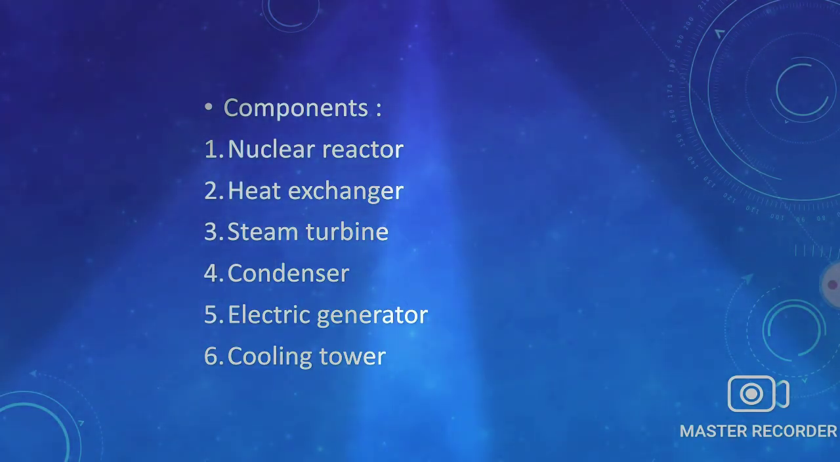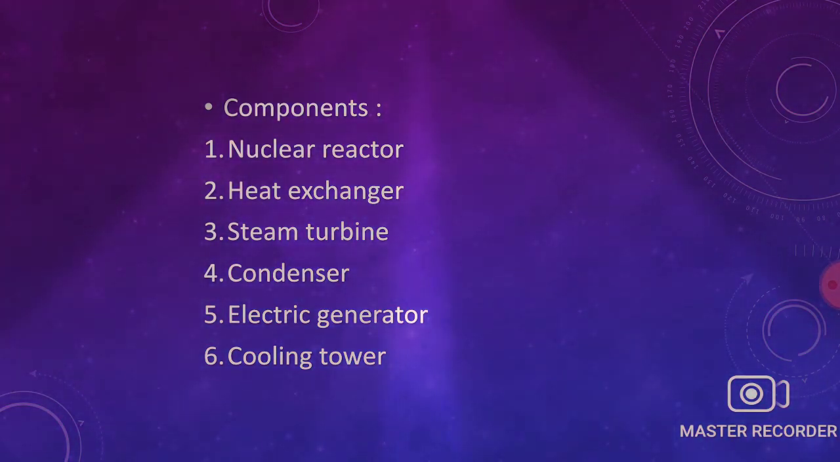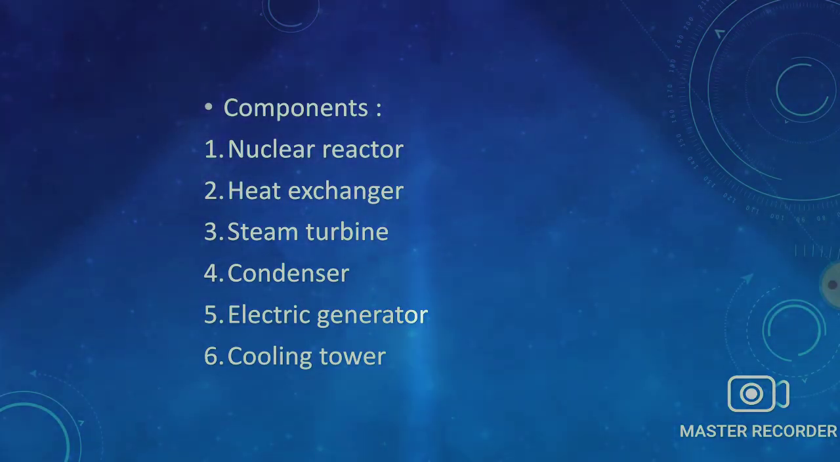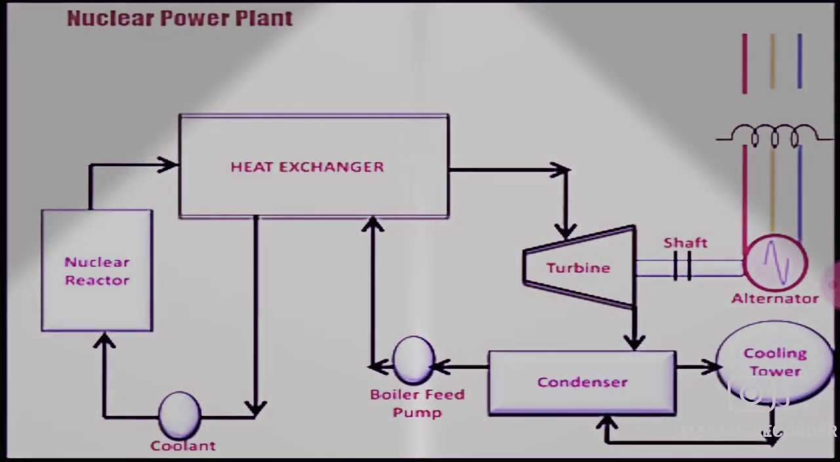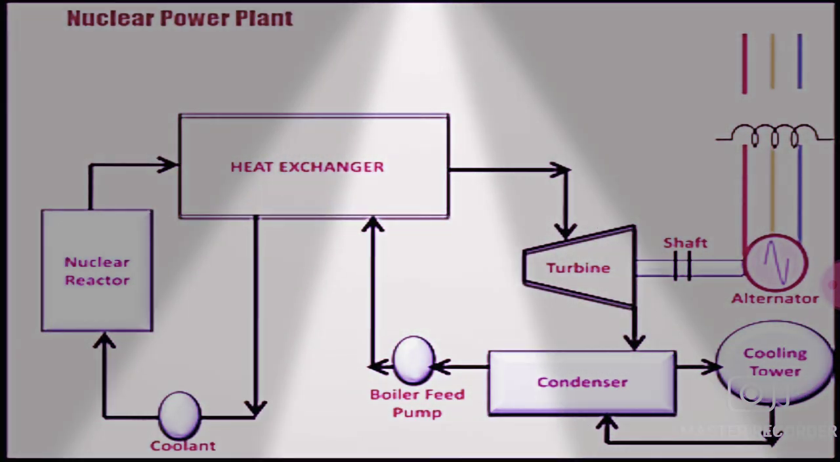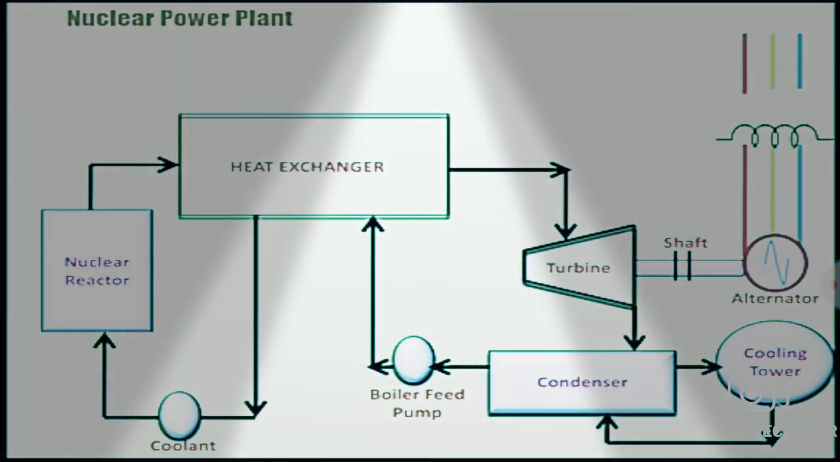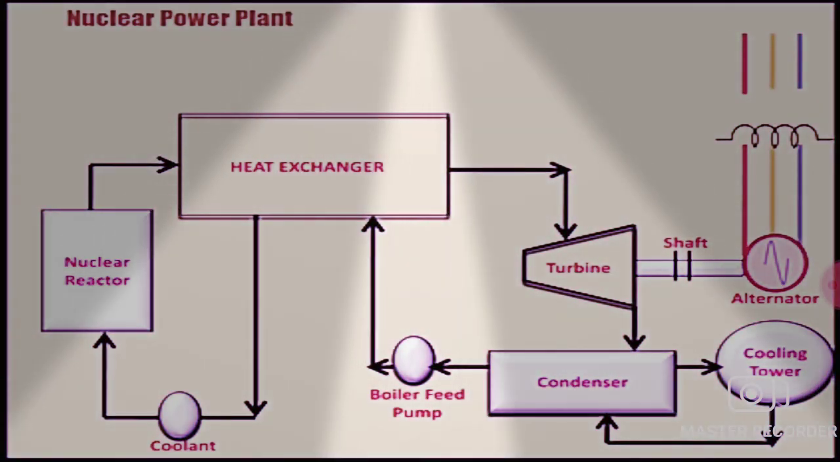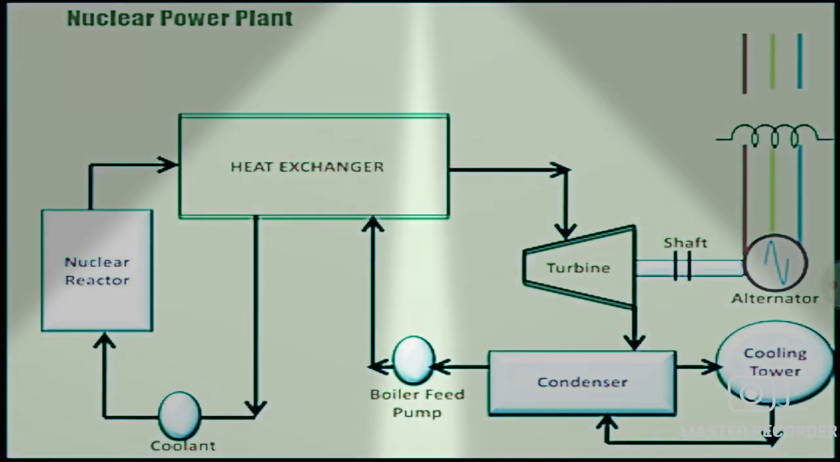Now let us see how a nuclear power plant works. Nuclear power plants use heat produced during nuclear fusion to heat water. The heat produced during nuclear fusion in the reactor core is used to boil water into steam, which turns the blades of a steam turbine. As the turbine blades turn, they drive a generator that makes electricity.